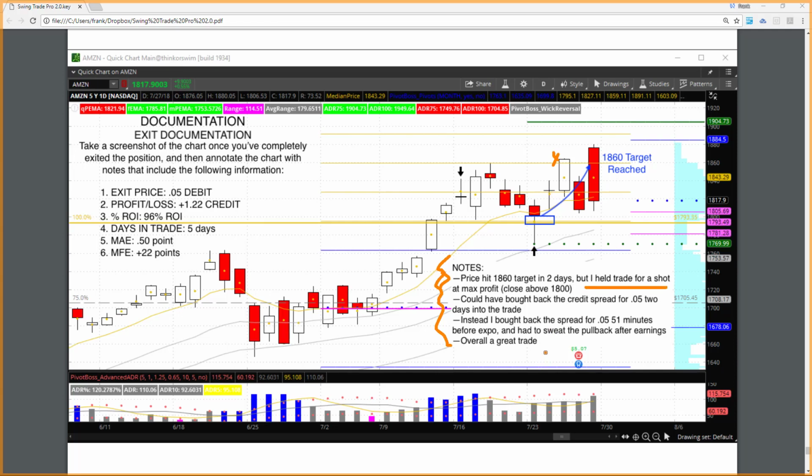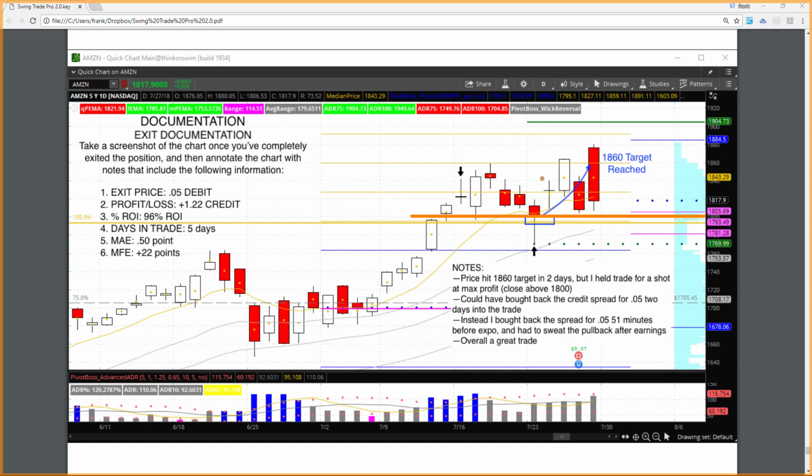But I held the trade for a shot at a max profit, which is basically a close above 1800. And remember, I sold the 1800 put, and here we are 60 plus handles away from that level. Instead of buying it back for a nickel and being done with the trade, I said, I'll just let it expire worthless. And then I won't have to pay commission on the trade, and everything's fine. Well, the next morning, price gaps down. And then it drops all the way down to about 1805, 1806. It dropped all the way back.